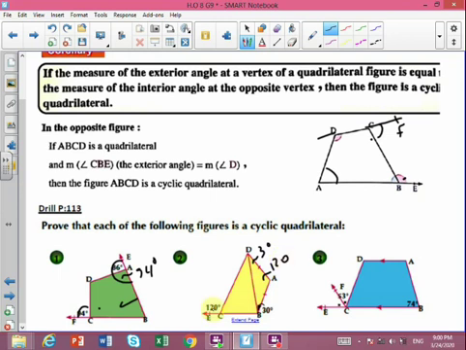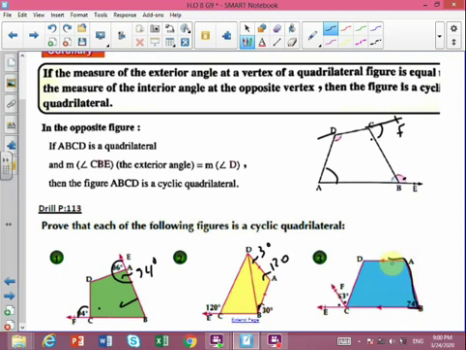So as you see, the 120° exterior angle is equal to the opposite interior angle of its adjacent. So it is cyclic. And the same here. It is so easy, of course. AD is parallel to BC. So this is an interior angle.